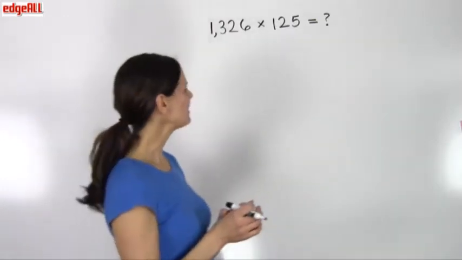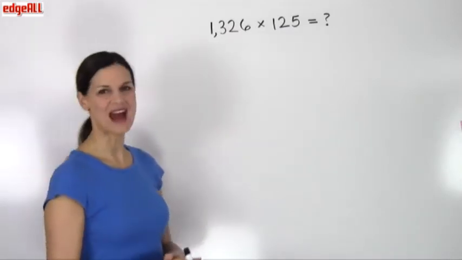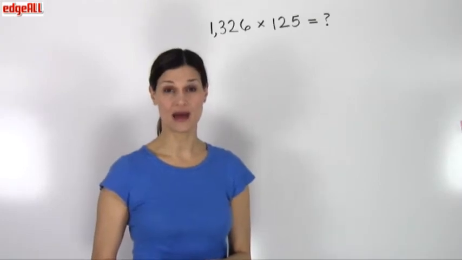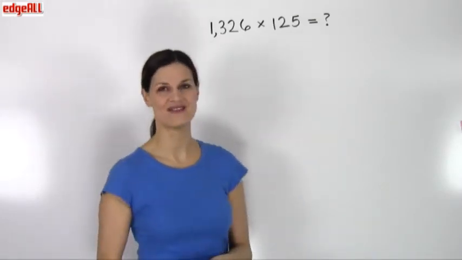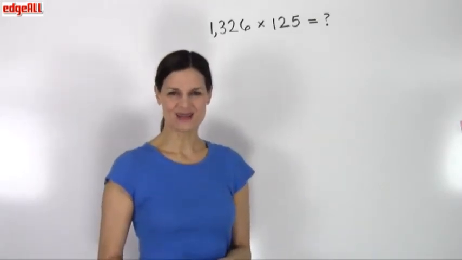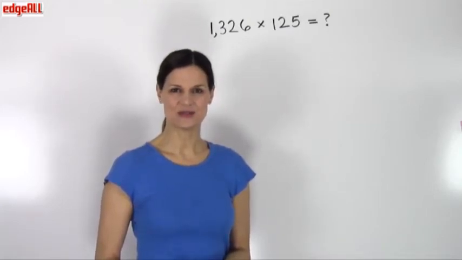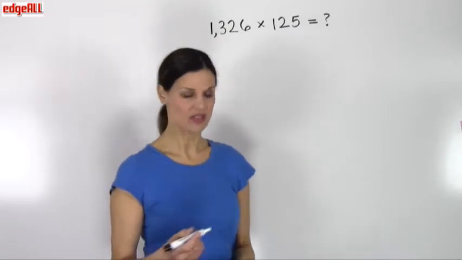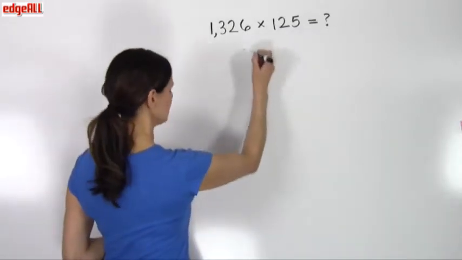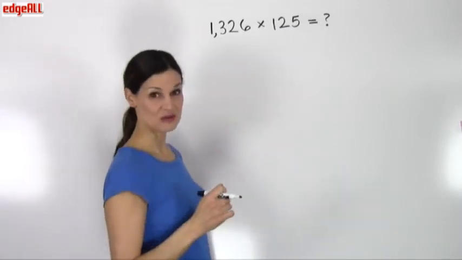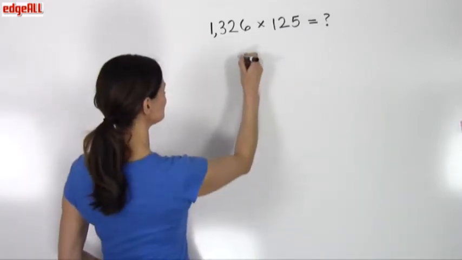So let's begin by looking at multiplying large numbers using the vertical method. I have a problem here behind me, 1,326, and I want to multiply that by 125. So I've got a lot of work ahead of me. Let's begin by stacking these numbers vertically. I'm going to leave myself a little bit of room for my regrouping and carrying, so I'm going to start with the 1,326 on top.